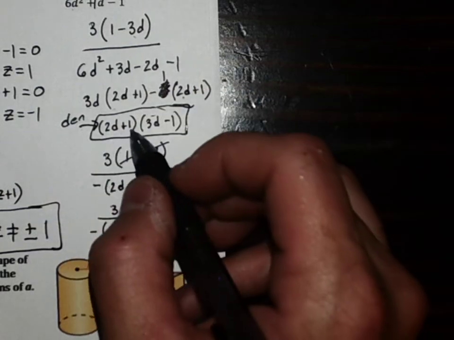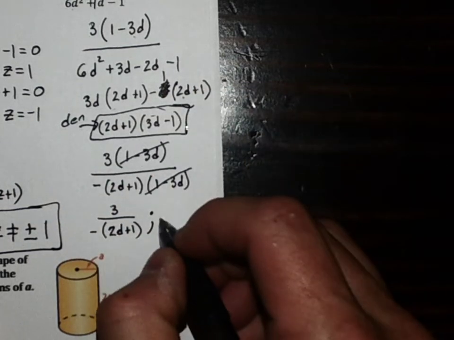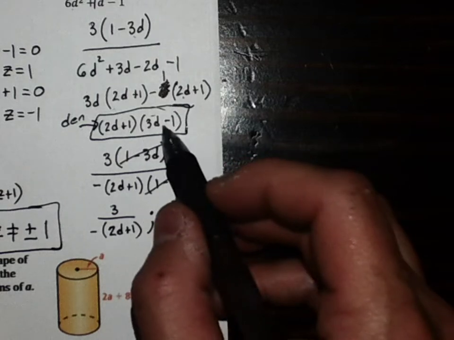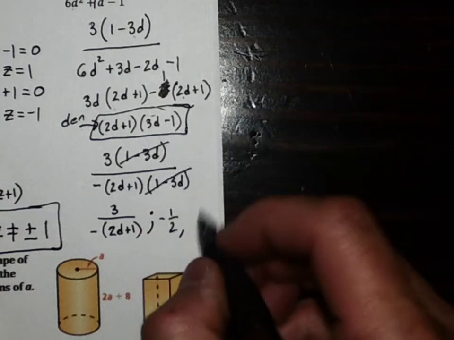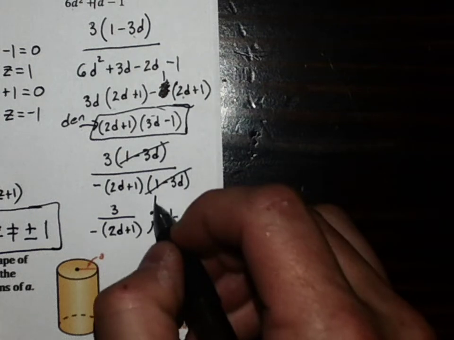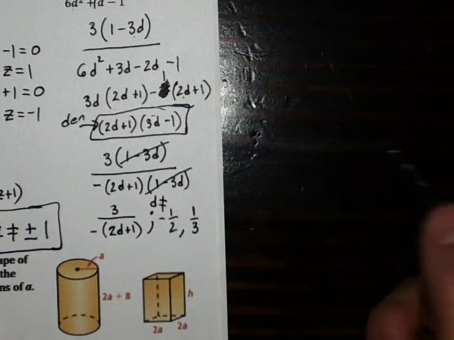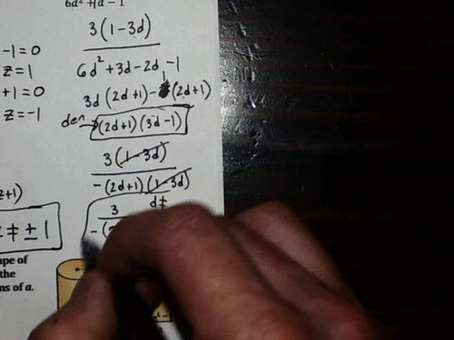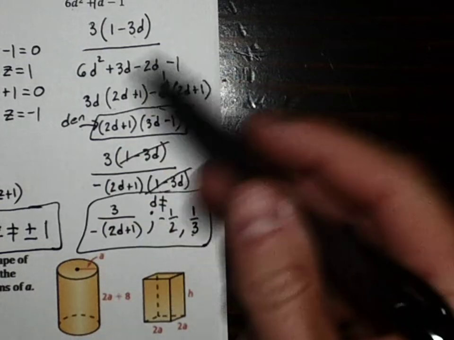What makes 2d plus 1 zero? Negative a half. And what makes 3d minus 1 zero? Add the 1 over, divide by 3, positive 1/3. What can d not equal? Negative 1/2, positive 1/3. Sorry, that got a little tight there, guys.